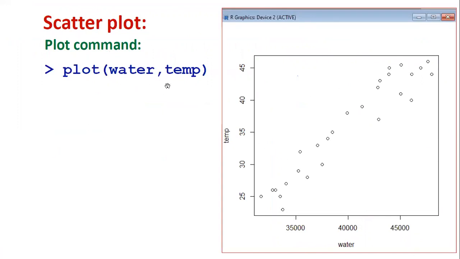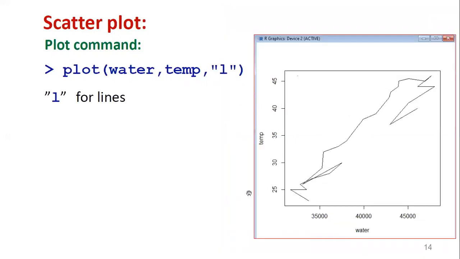After interchanging these also, we saw the output. Default: the graph filled with circles by mapping water temperature combinations. Then we'll see one by one with the type. So plot of water comma temp comma the type, which you can mention within double quotes. You no need to mention type equal to. Simply the third argument default is type. So you can mention within double quotes the type label.